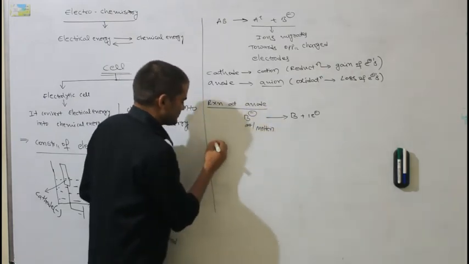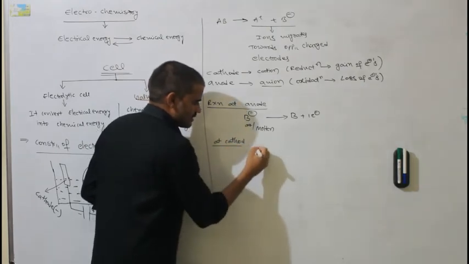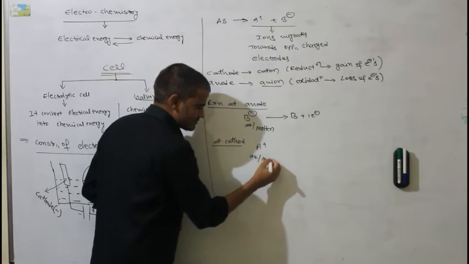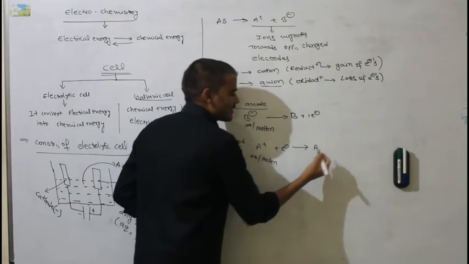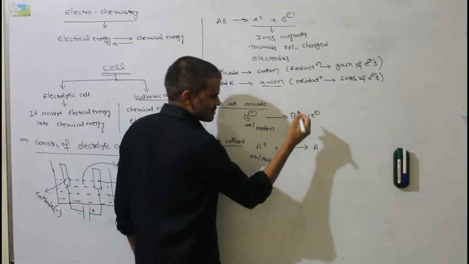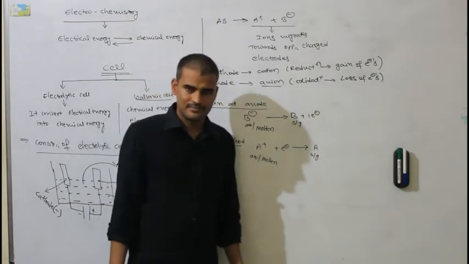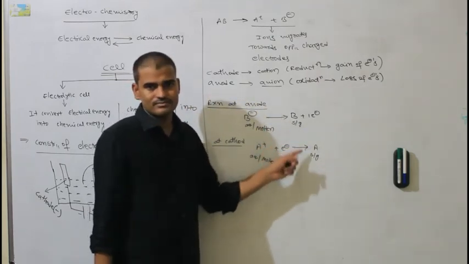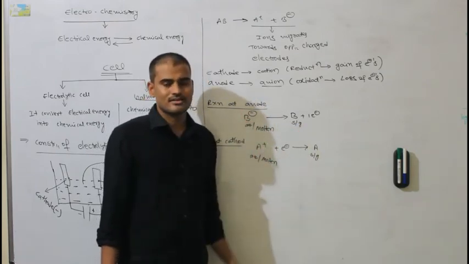At the cathode, the A plus ion, in aqueous or molten state, will gain an electron and form A. This A and B may be solid or gas. If it is a solid, we can call it deposited. If it is a gas, liberated. So at the anode an oxidation reaction, at the cathode a reduction reaction.